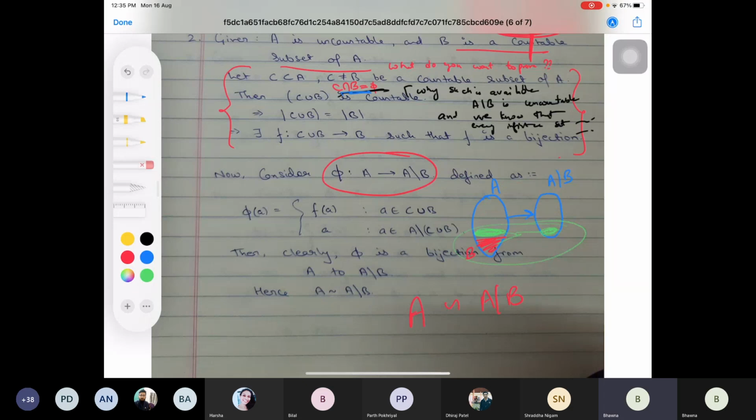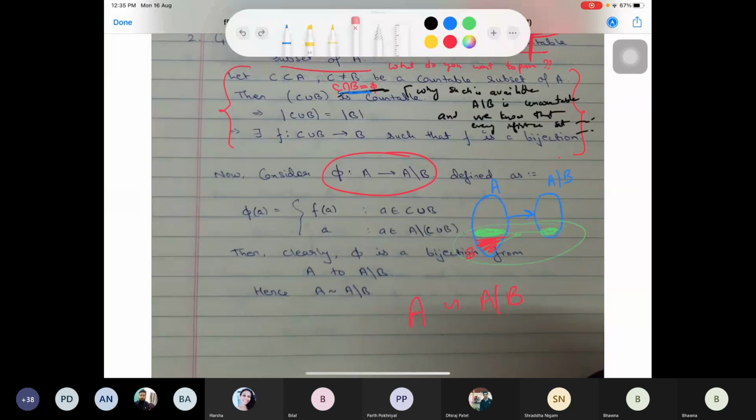So this mapping is nothing but this mapping. And if I'm choosing elements from B minus C, it should be the function bijection. So is it clear now that it is a bijection?